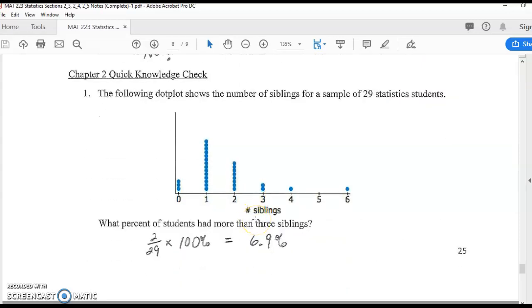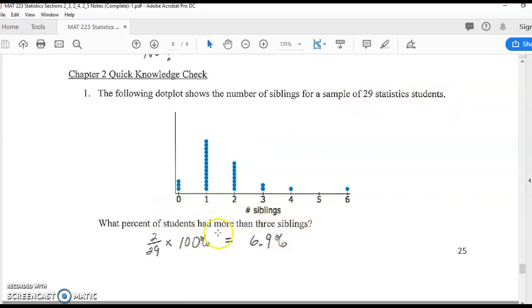I like to do this at the end of most chapters just to make sure the high points are highlighted and making sure you can answer some basic questions from it. So the following dot plot shows the number of siblings for a sample of 29 statistics students. So we have a sample size of 29. What percent of students had more than 3 siblings?